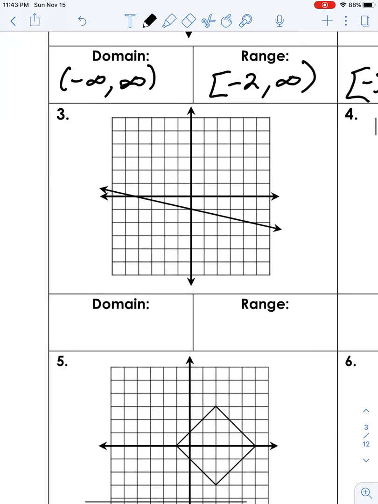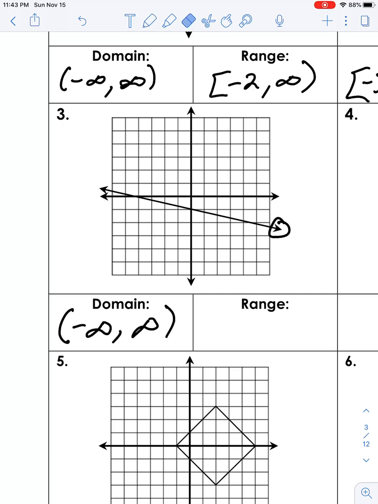Number 3. This one's pretty simple. For the domain, your graph has an arrow. Anytime you have an arrow, you know that you're dealing with infinities. That goes to the left forever, which would be negative infinity. This arrow goes right forever, so that would be positive infinity.